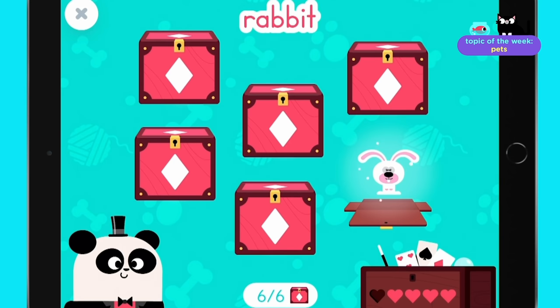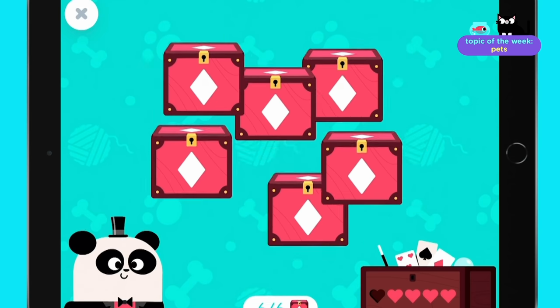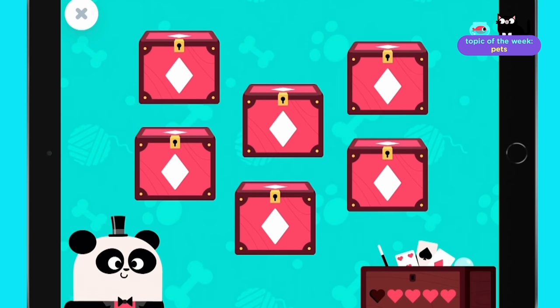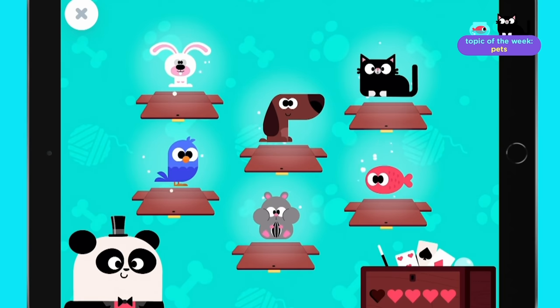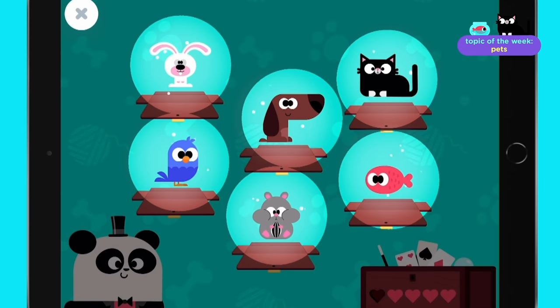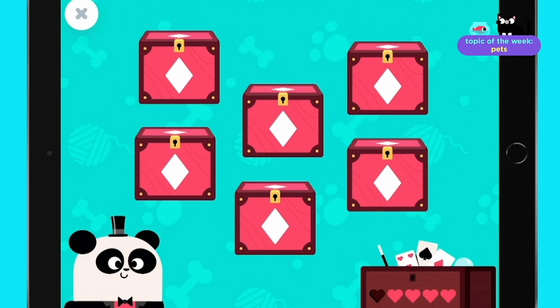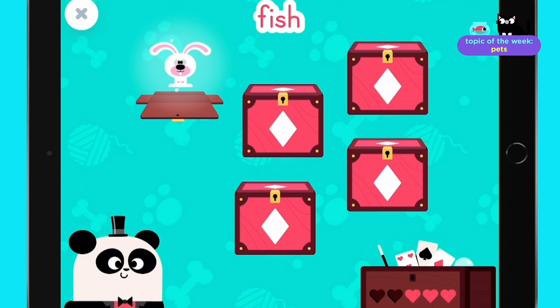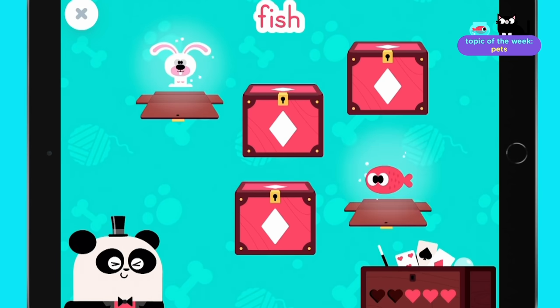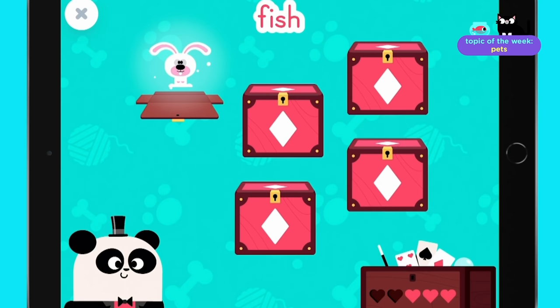Rabbit. Look at the pictures and try to remember them. Fish. This is not a fish. This is a bird. Tap the box with the fish. This is not a fish. This is a rabbit.